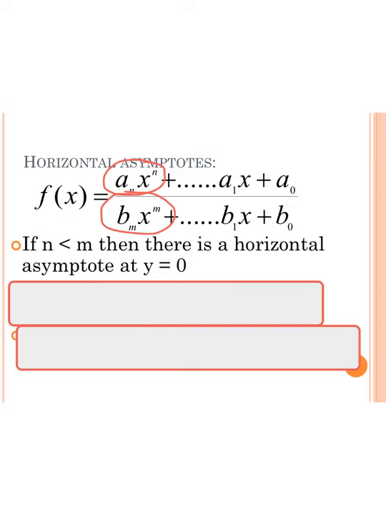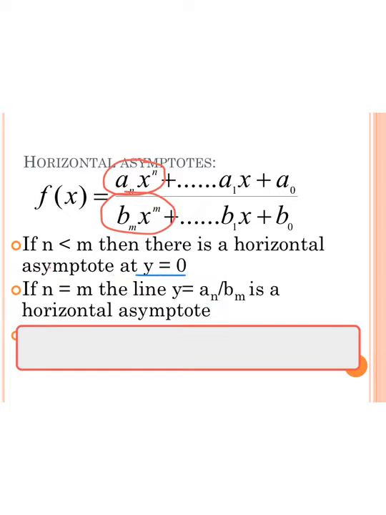If, for our first example, the degree of your numerator is less than the degree of your denominator, you automatically are going to have a horizontal asymptote at y equals 0. Again, if the degree of your numerator is smaller than the degree of your denominator, you automatically have a horizontal asymptote at y equals 0.